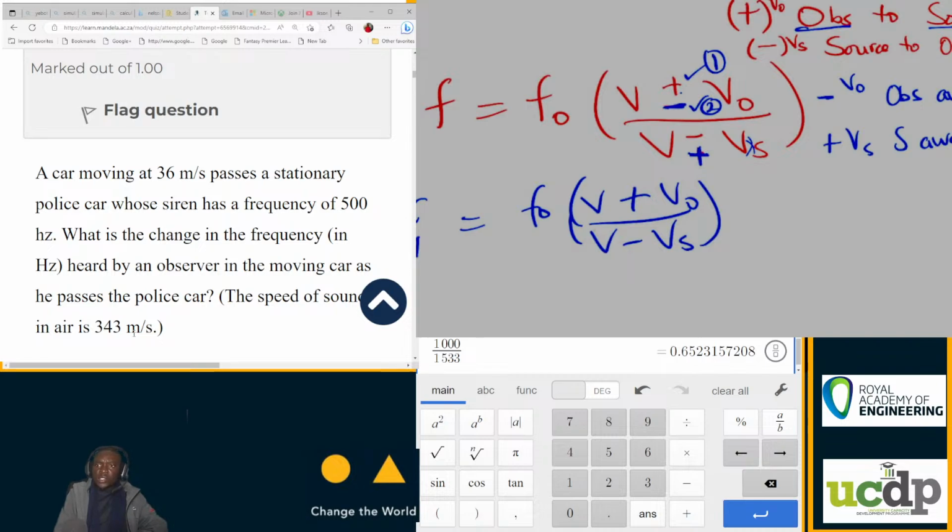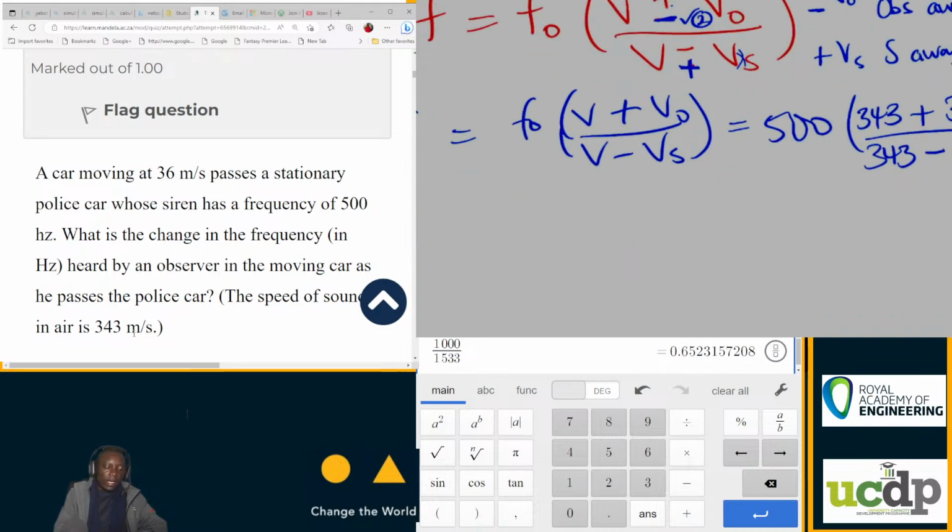So now with this, what it means is we have 500 multiplied by the velocity. V is the velocity of the speed of sound, 343, right? Plus V observer, which is 36, over 343 minus V source. So the source is stationary, we put 0 there. Now, after the car passes, we have F2.